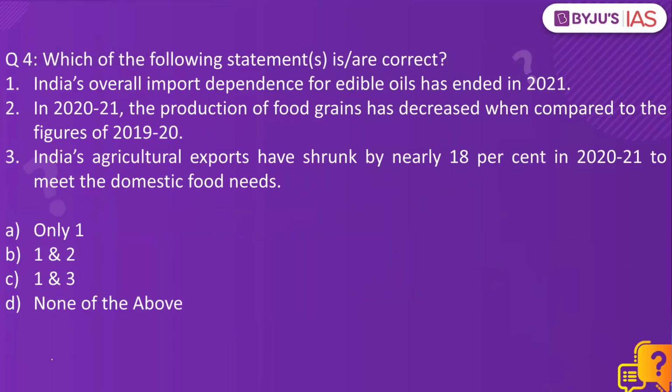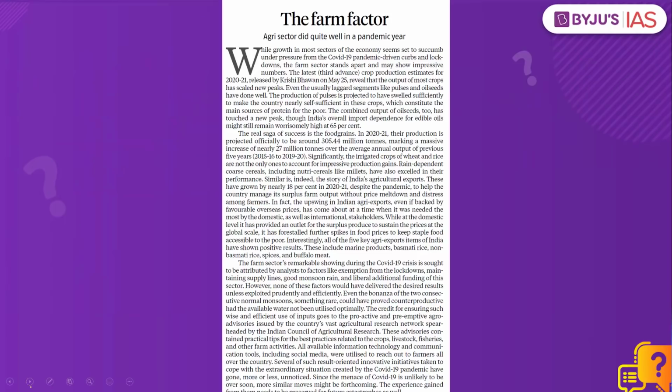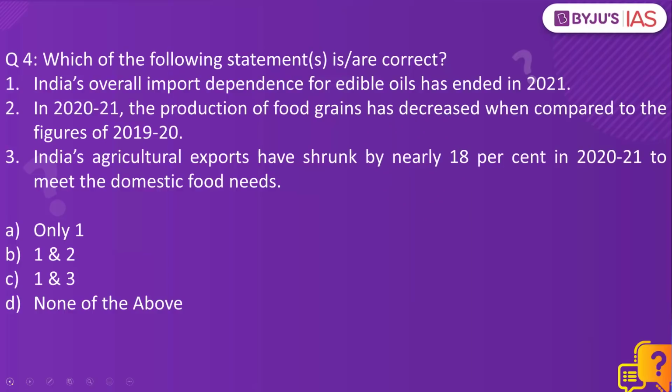Now let's look at question number 4. And for that, let's look at the context. This is today's Business Standard newspaper, the farm factor. Which of the following statements is or are correct? India's overall import dependence for edible oils has ended in 2021. In 2020-21, the production of food grains has decreased when compared to the figures of 2019-20. India's agricultural exports have shrunk by nearly 18% in 2020-21 to meet the domestic food needs. Which of these statements is or are correct?